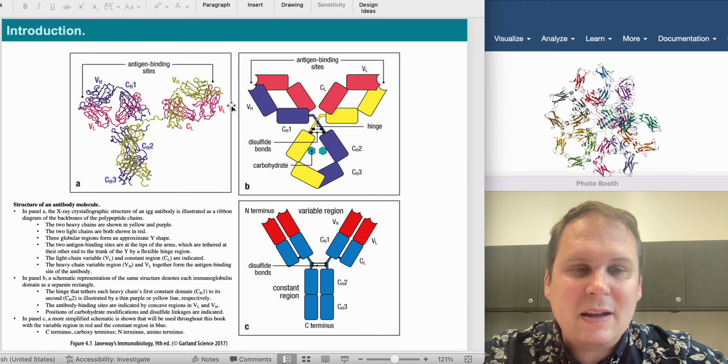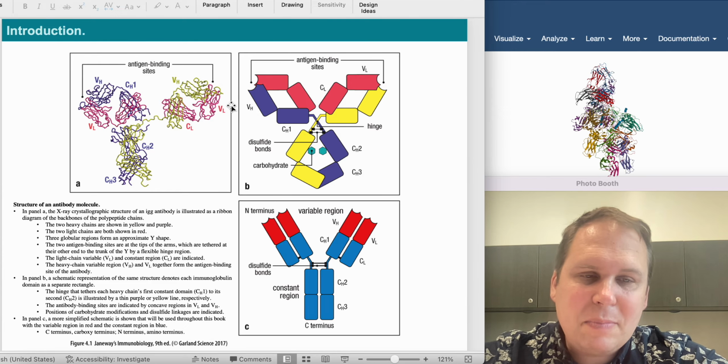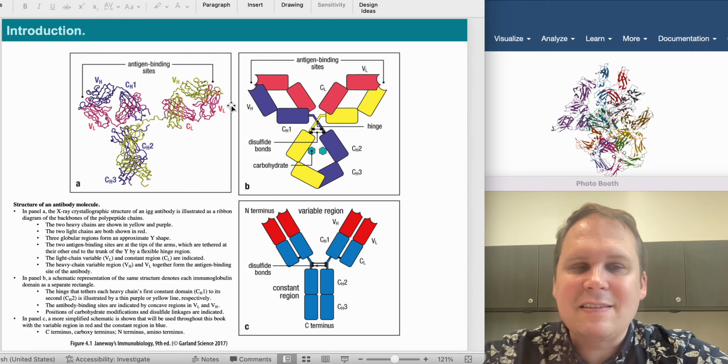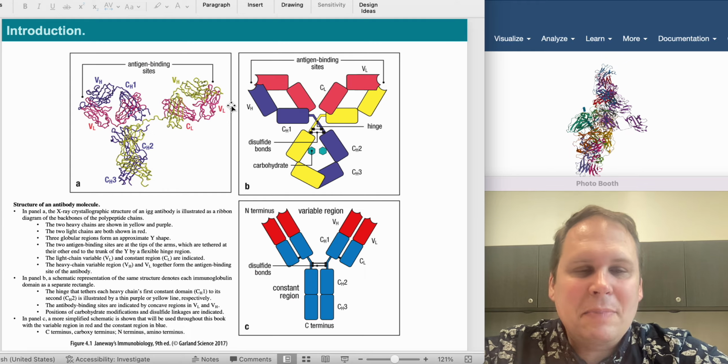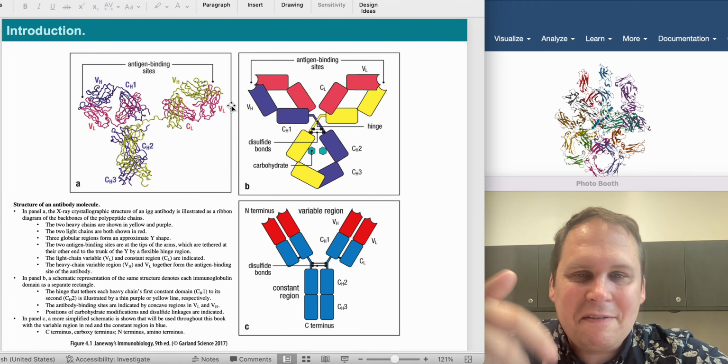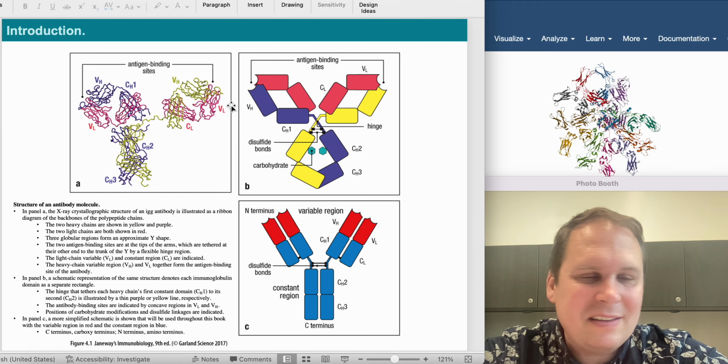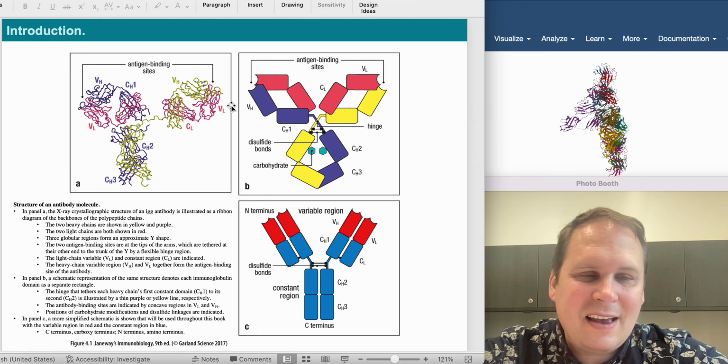The tips of those variable domains at the top of the antibody are where we get our antibody specificity. That's the thing that makes one antibody different from another antibody. An antibody against the common cold is going to have a different set of amino acids on it than an antibody against, I don't know, E.